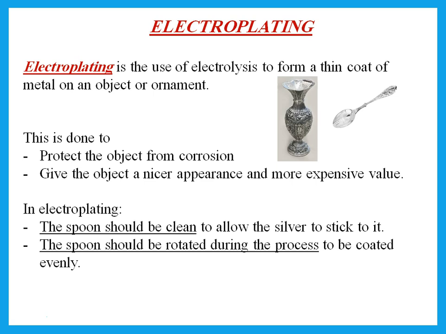Remember that when we do electroplating, the spoon should be clean. So the first thing I do is clean the surface of the object in order to allow the silver to stick to it properly. And during the electrolysis, the spoon should be rotated to be coated evenly.